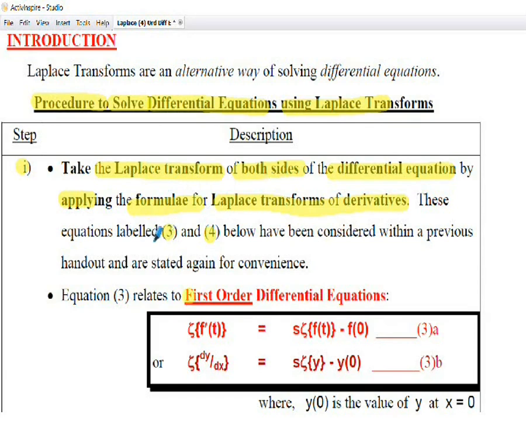So equation 3 here is for a first order differential equation. So the equation states Laplace of the first differential of f of t is equal to s times the Laplace of the function of t, take away the value of the function of t when time t is equal to 0. I've called that equation 3a here. I've also put 3b below it, just using different notation. The function dash notation is being replaced by dy by dx notation, and the f functions of t have been replaced by y. So it's a different notation, the equation is exactly the same.